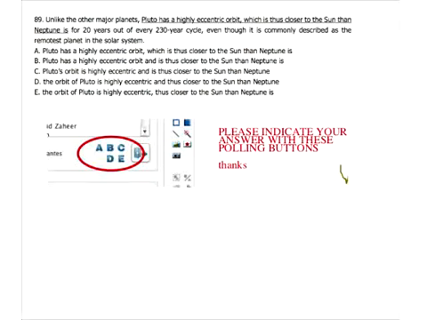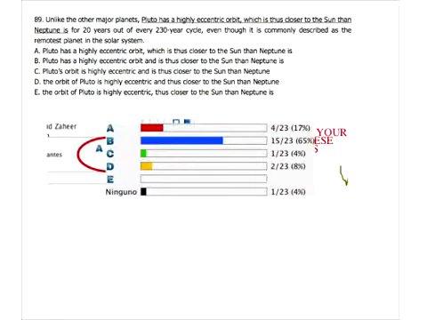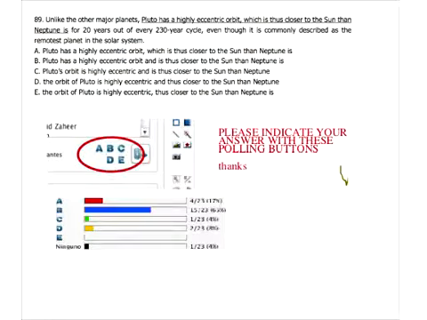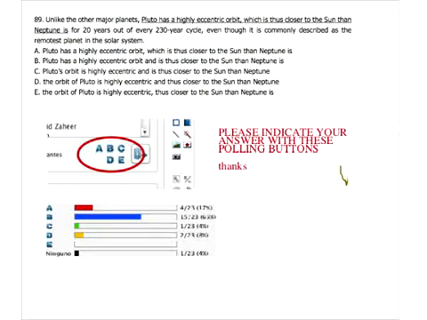Here are your polling statistics. Let's take a look. All right. So if we have this, "unlike the other major planets," remember that "unlike" is one of these modifiers that has to be talking about the following subject. So what or who is unlike the other major planets? Text box, please indicate.